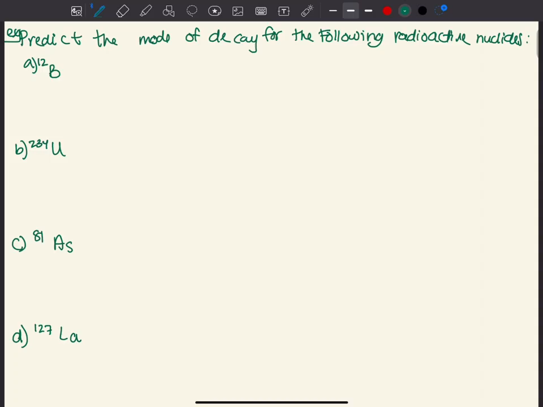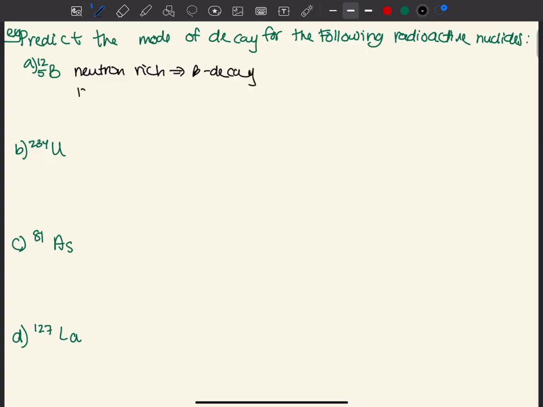So let's start off by looking at boron. So with boron, it has 5 protons and the atomic mass is 10.81. So if we look at the nuclide's mass value of 12, that is significantly higher than the atomic mass. So that tells us that it is neutron rich. So also, if you calculate the N to Z ratio, that will give you a really high N to Z ratio, too high for such a small atom. So boron-12 is neutron rich. So that means it will undergo beta decay.